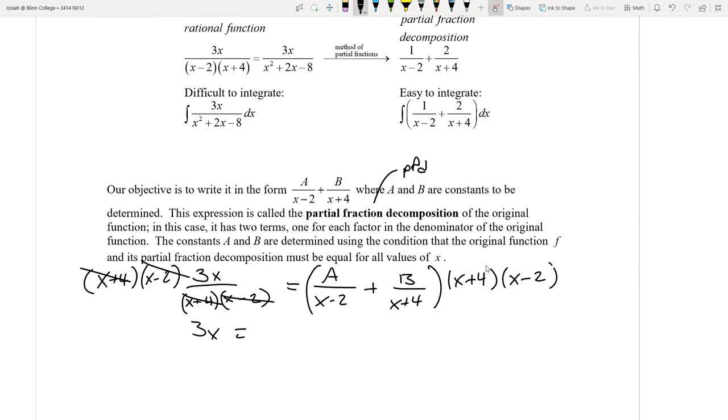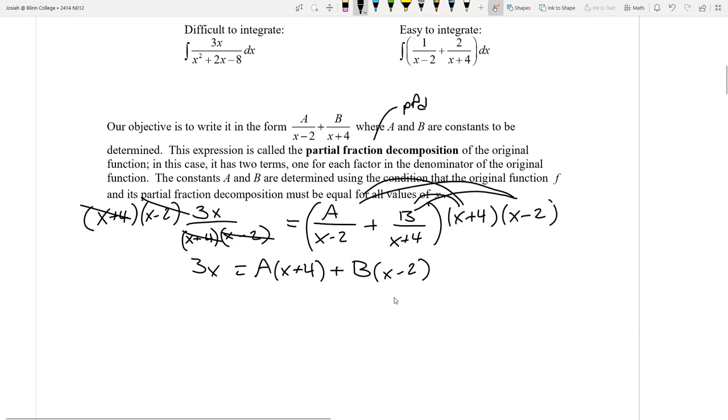On the right side, we take each of these factors and distribute. We'll have some cancellation happening here. In the first fraction, the x minus 2's will cancel, and we get A times x plus 4. And in the second, our x plus 4's will cancel, and we get B times x minus 2.